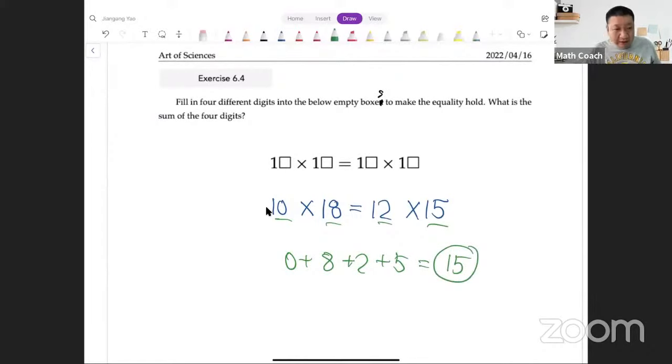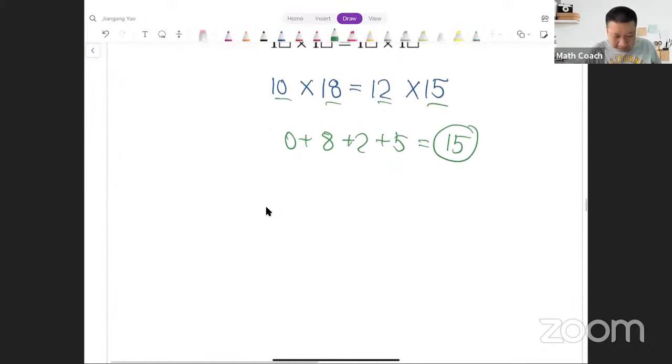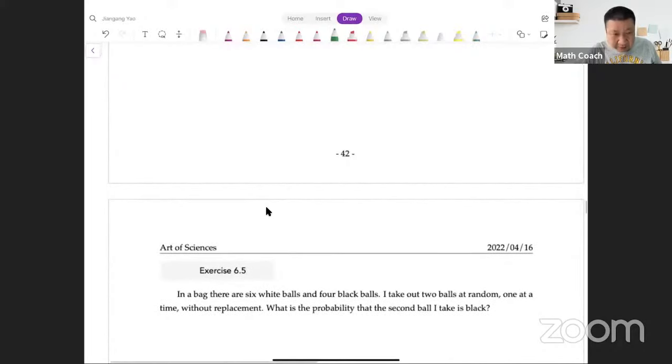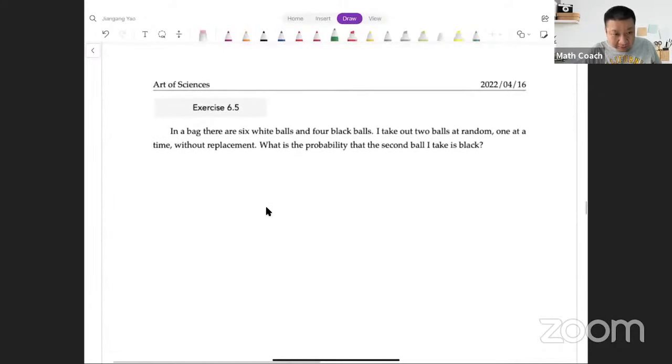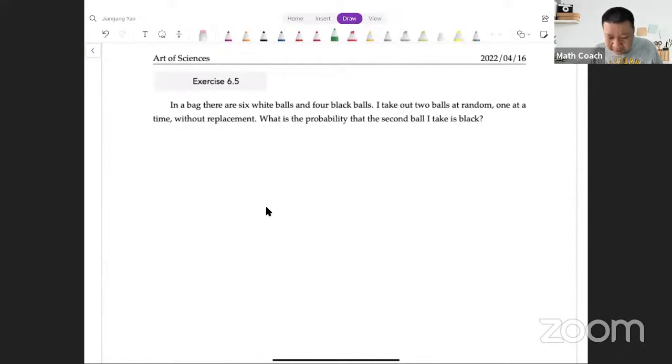Okay, so now it seems that all of you are excited, so maybe we just make this question open to everyone. In a bag, there are 6 white balls and 4 black balls. I take out 2 balls at random, one at a time without replacement. What is the probability that the second ball I take is black?